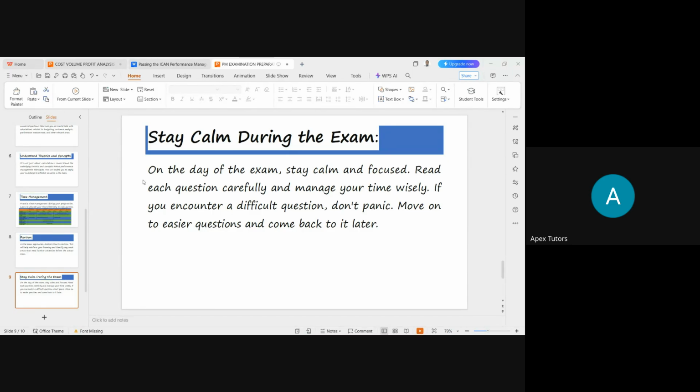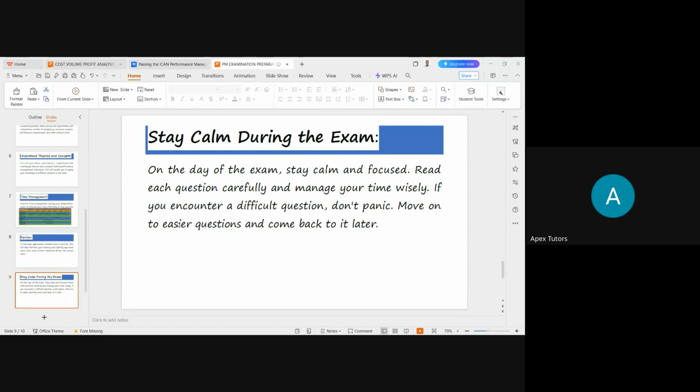So on the day of the exam, stay calm and focused. If you are the one that likes sleeping too much, don't sleep and forget the exams. I had a student last time, a friend saved him. He was sleeping. The friend said, let me call this boy, but the guy was still snoring. He quickly ran to the exam hall.